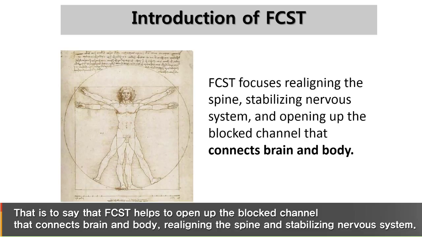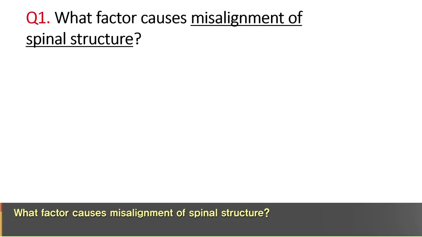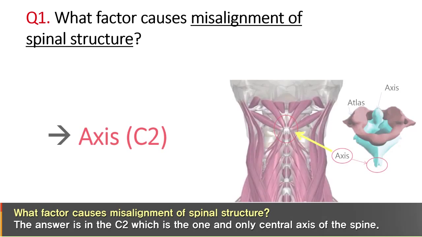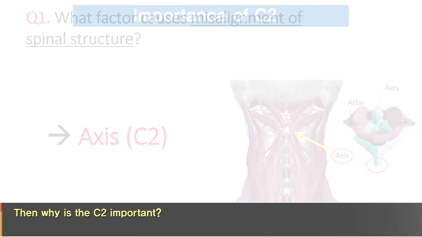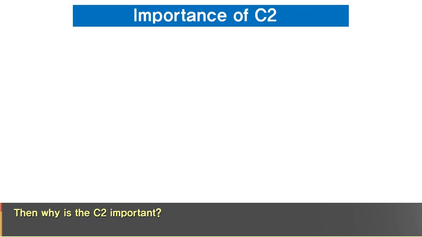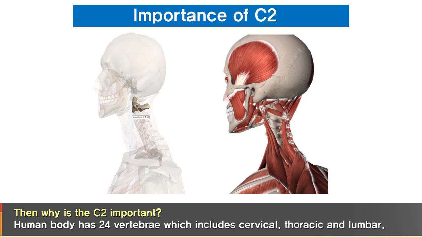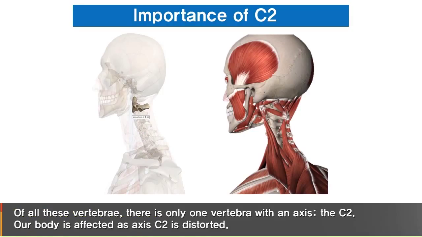spine and stabilizing the nervous system. What factor causes misalignment of spinal structure? The answer is in C2, which is the one and only central axis of the spine. Then why is the C2 important? The human body has 24 vertebrae, which include cervical, thoracic, and lumbar. Of all these vertebrae, there is only one vertebra with an axis, the C2. Our body is affected as the axis C2 is distorted.